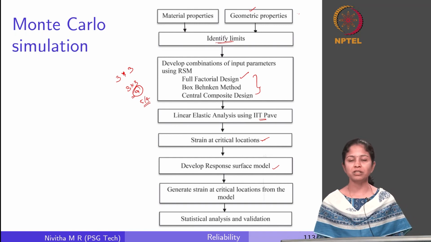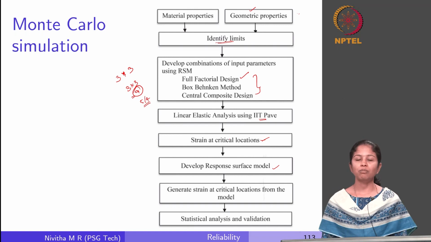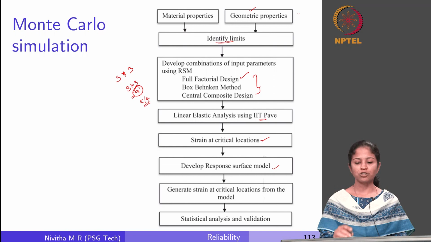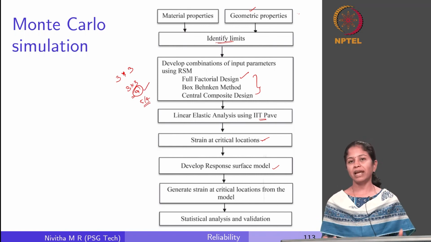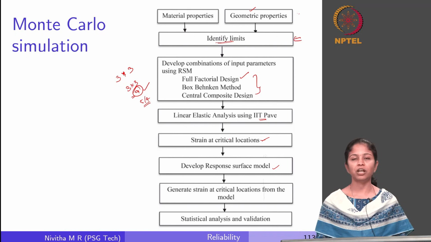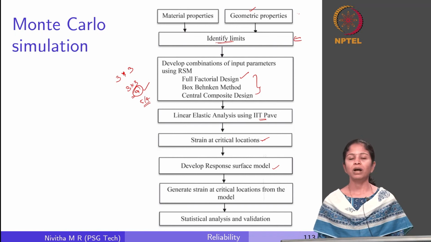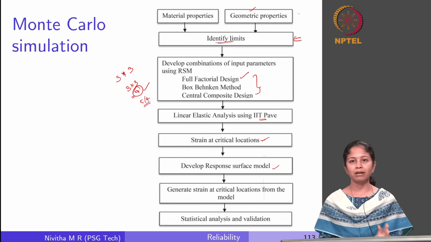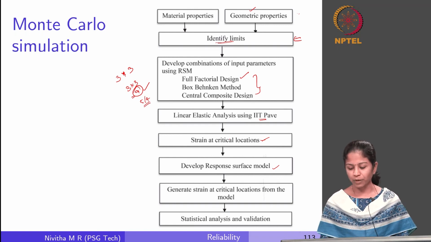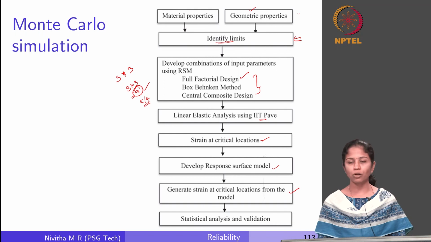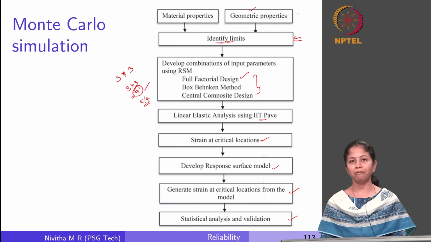So, we arrive at a response surface model. Using that model, we will be able to predict the strain for any other combination which is not considered in this experimental combination, right. Within the range specified in this particular step, we will be able to interpolate and arrive at the critical strain values. That is how we generate the strain at critical locations from the model, and finally we carry out statistical analysis and validation.